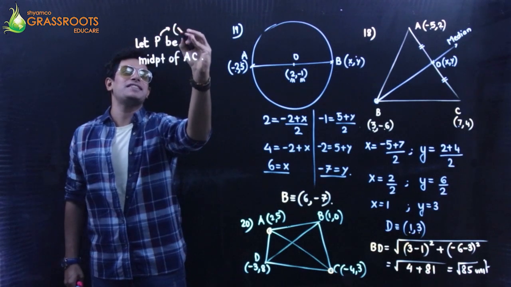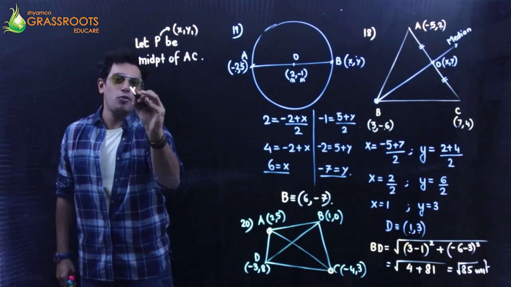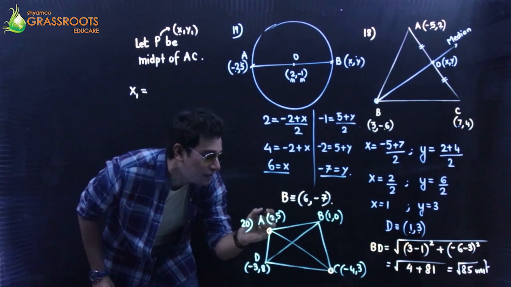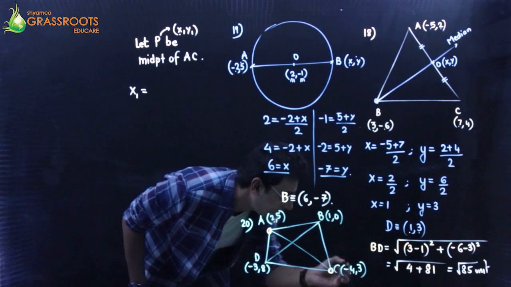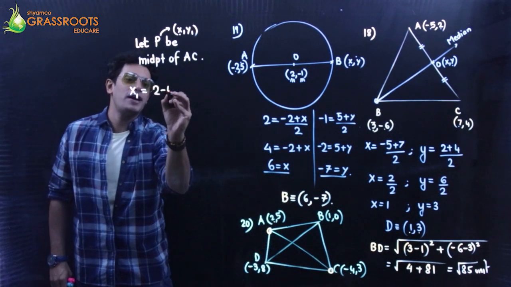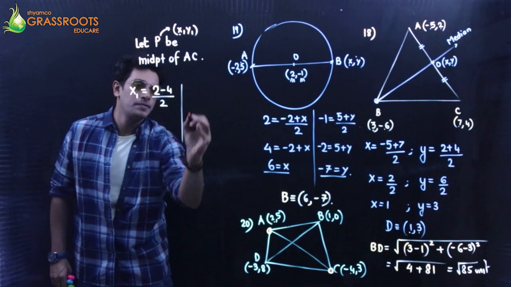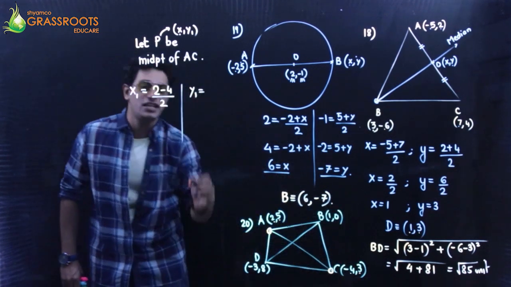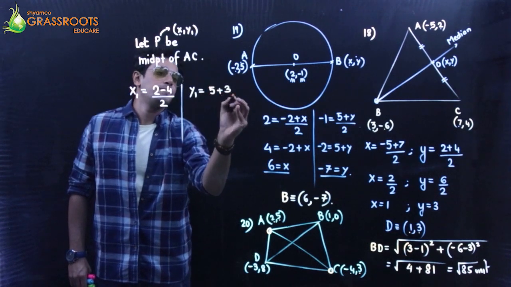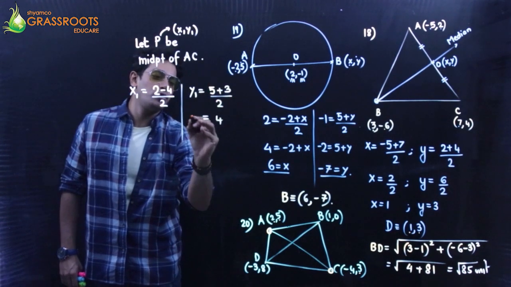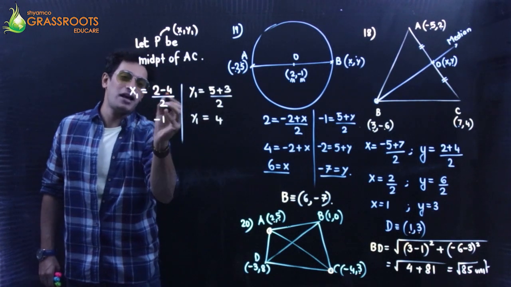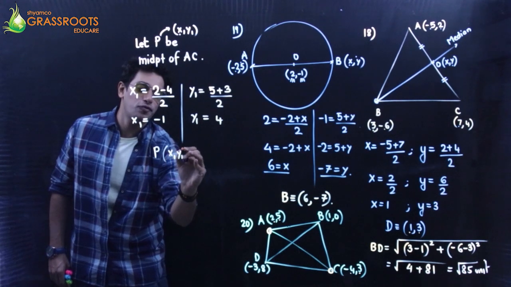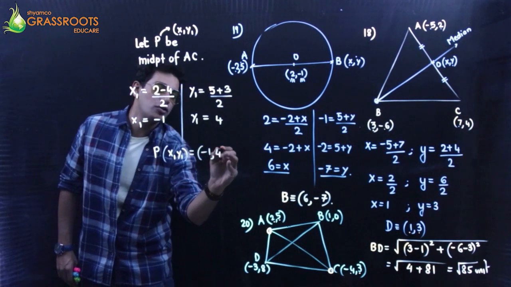Let me call this P as (x1, y1). So x1 is equal to (2 + (-4)) upon 2, that's (2 - 4) upon 2. And y1 will be (5 + 3) upon 2. That's going to be 8 upon 2, and this is going to be -2 upon 2. So the coordinates of P, the midpoint of AC, is (-1, 4).